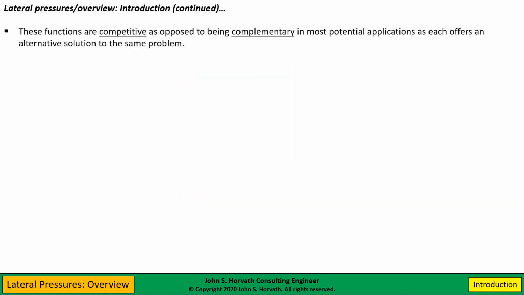It's essential to understand that the compressible inclusion and lightweight fill functions are competitive when it comes to reducing lateral pressures. They are not complementary. And the reason is that in most potential applications, each provides an alternative solution to the same problem. So what I'm getting at is basically you could get to the same endpoint with either approach. So these are really competitive technologies.